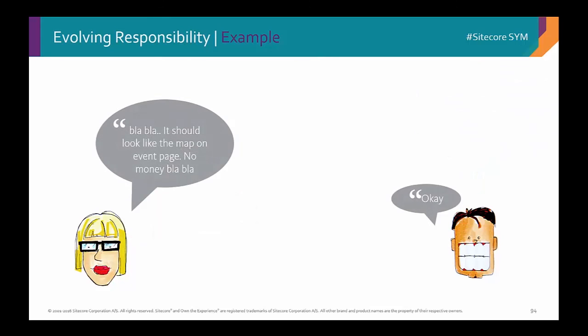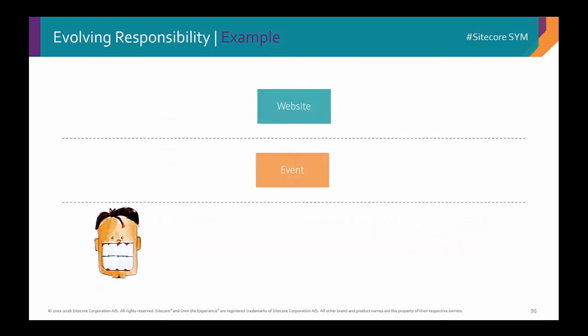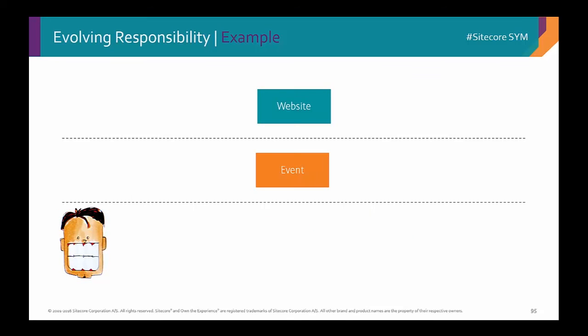What more does she say? Oh, the map should look like the map on the event page. And they're out of money, and so on. So, coming back, trying to sketch up, well, we already have our website module, we have our event module that we made before. So, what should we do?